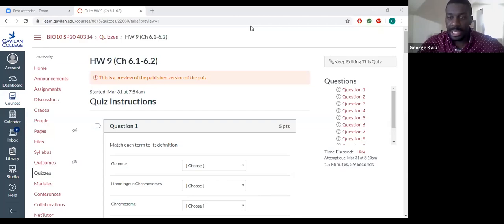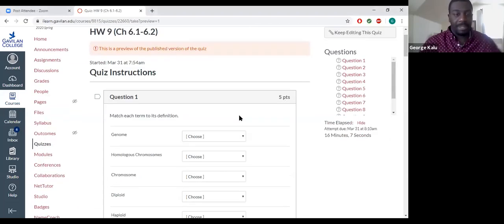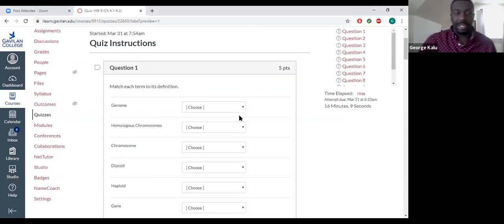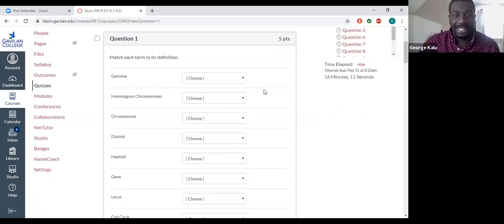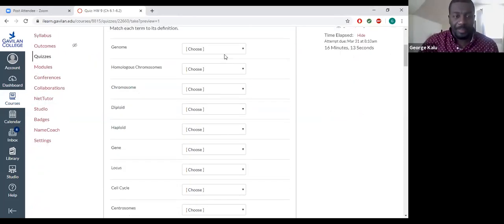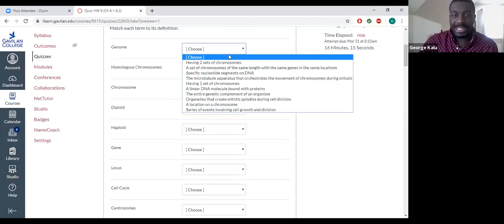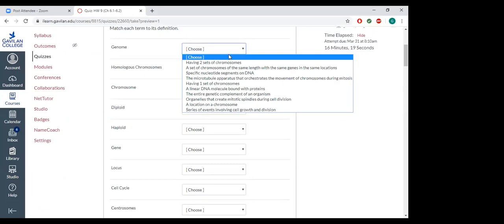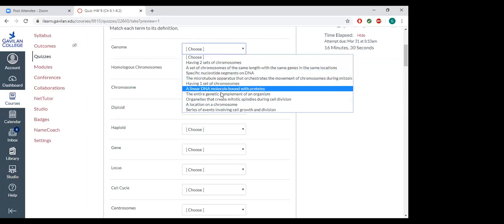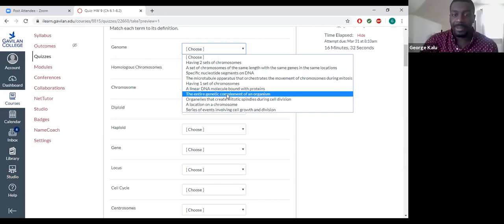Going to start by taking a look at the homework and try to get familiar with what we went over last week on chromosomes and mitosis and meiosis. Starting with the genome, which of these definitions describes what a genome is? The entire genetic complement of an organism. Yeah, so that'd be the entire genetic complement of an organism, right?